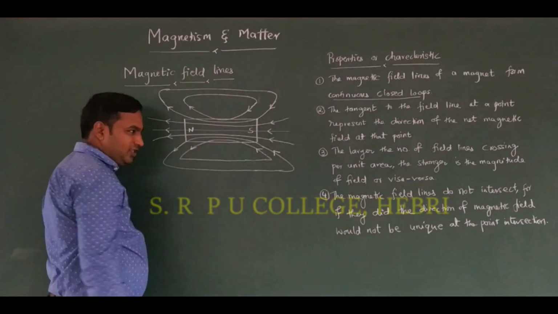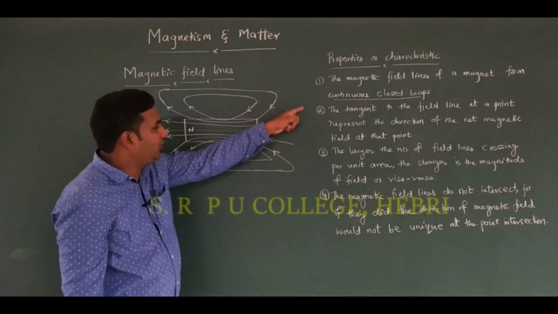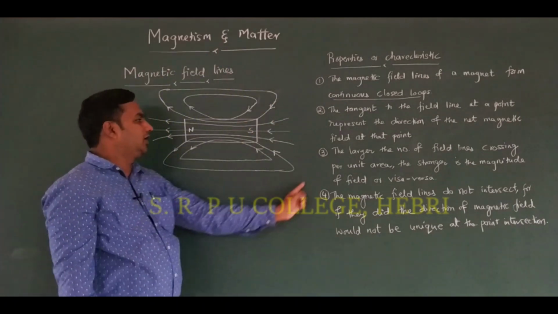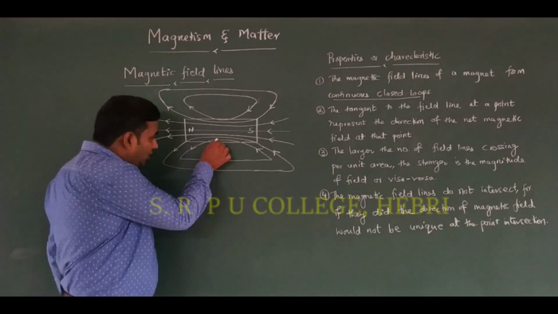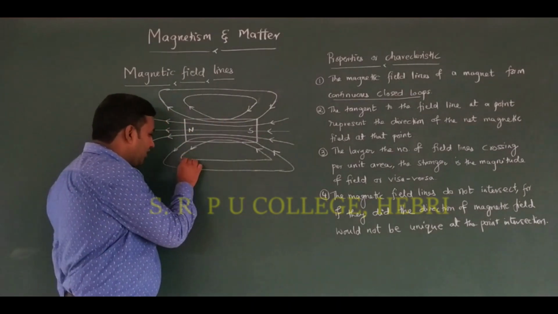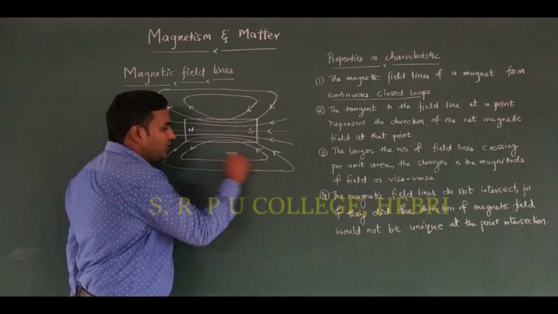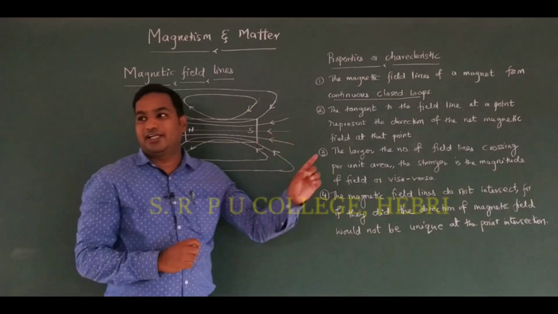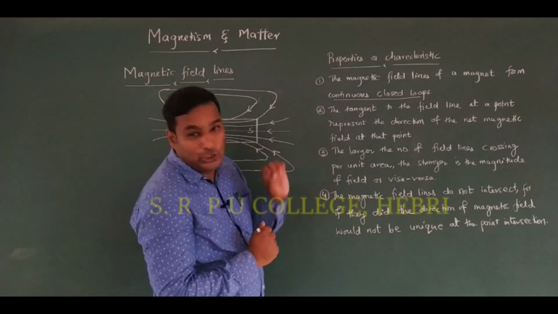It will extend further and come over here. It forms a continuous closed loop. Magnetic field lines form a continuous closed loop, which is one of the properties of magnetic field lines.